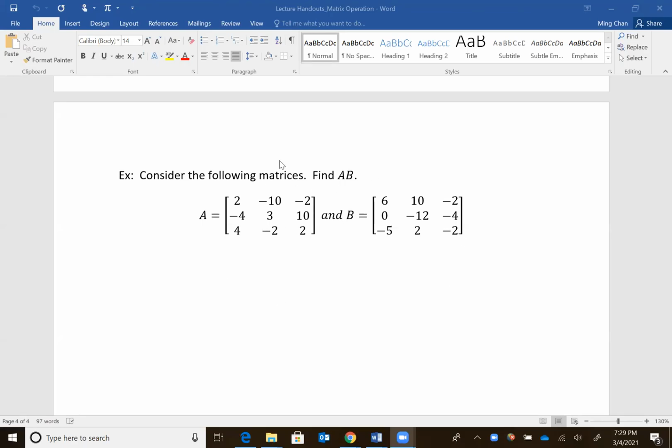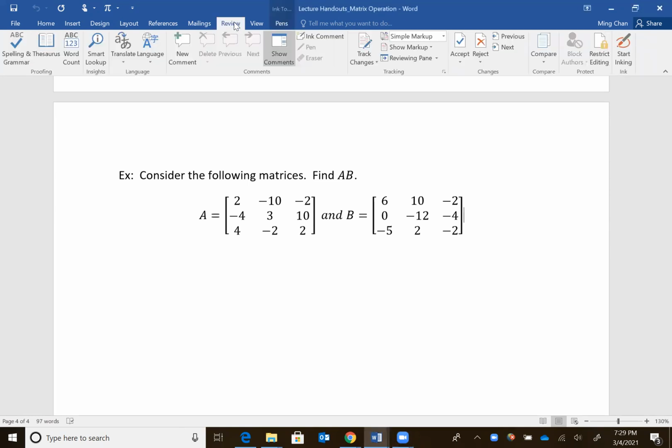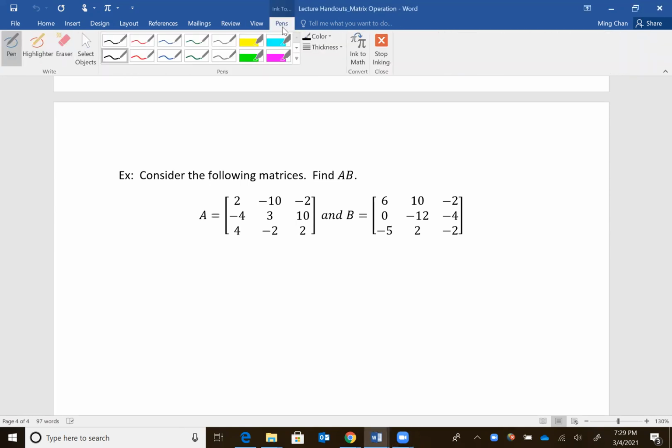Hey everybody, in this video I'm gonna make some corrections, so I'm gonna share my screen with you. The correction is on the product. When I did this problem in the lecture video, I think I made a lot of mistakes because this is a lot of numbers to take a look at. So I'm gonna just redo it again. Maybe it will be a little bit easier to understand.